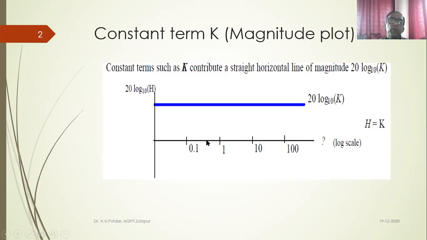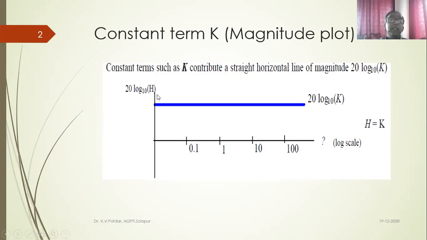0.1, 0.2, 0.3, 0.4, up to 0.9, and 1. 1, 2, 3, 4, 5, up to 10. Then 20, 30, 40, up to 90, 100. So 100, 200, 400, 500, up to 1000, 1000 to 10,000. So I'll have the frequencies, log of omega, plotted on the x-axis and magnitude on the y-axis. This magnitude is in decibel.